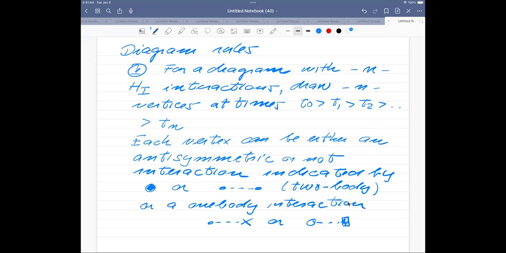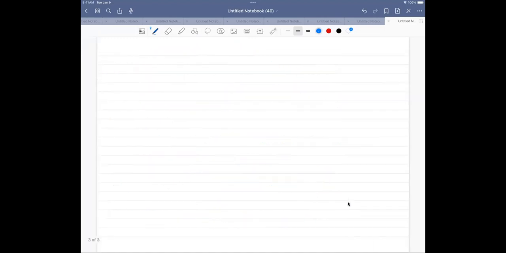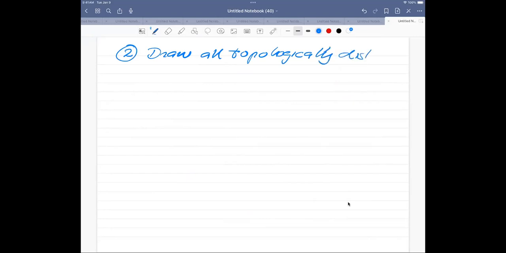Then we are going to have a rule 2 here, which is drawing all topologically distinct diagrams. And I will give you an example of what we mean by that. We saw examples last Thursday. So this is rule 2 here: draw all topologically distinct diagrams.